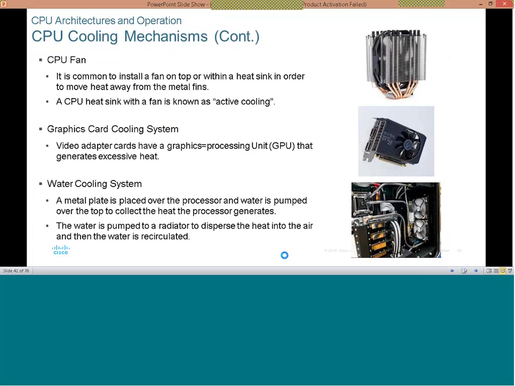So the graphics card cooling system. The video adapter cards have a large graphics processing unit that generates excessive heat.